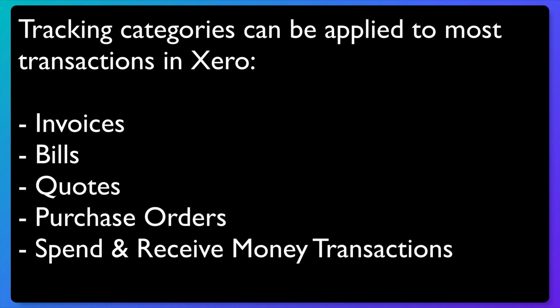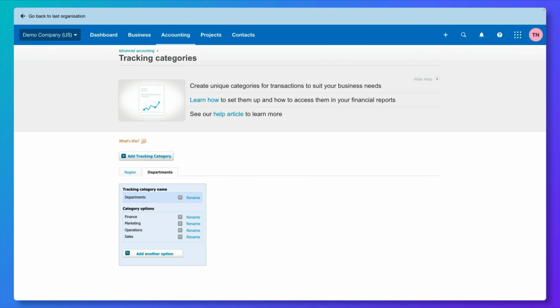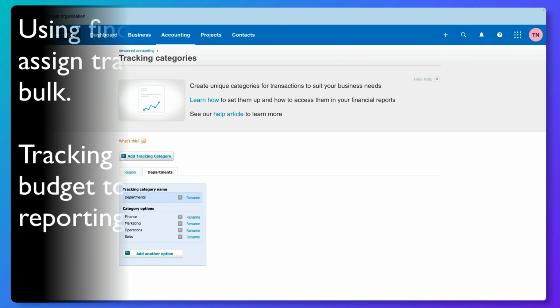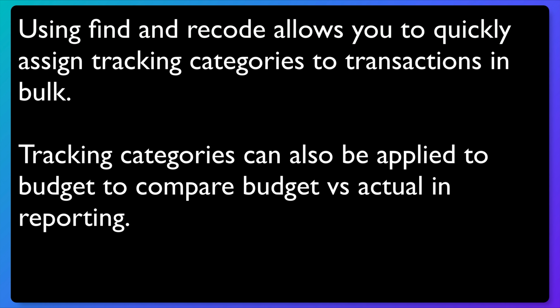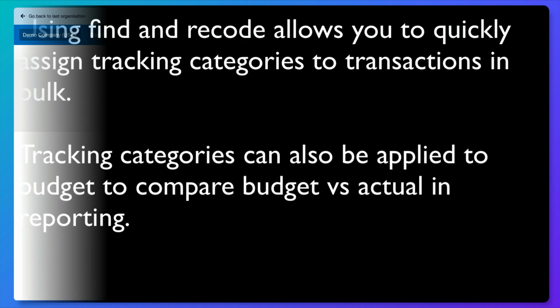Now you can apply these tracking categories to most transactions in Xero, including invoices, bills, quotes, purchase orders, spend and receive money transactions. I'll go ahead and link in the lesson module a list of all of those transactions that you can apply tracking categories to. Now you can also apply tracking categories to previously reconciled transactions using Xero's Find and Recode tool, as well as budgets if you're using Xero's budget functionality.